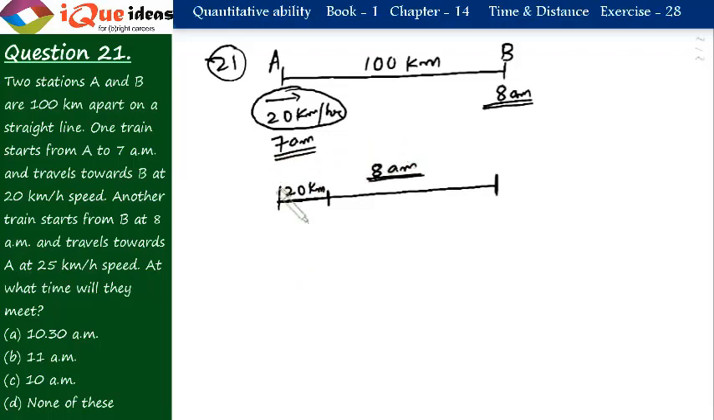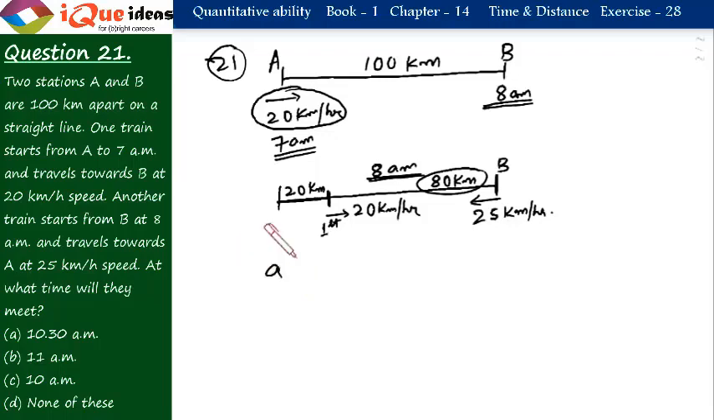So the situation at 8 a.m. will look like this. The first train has already traveled 20 kilometers. So the first train is here. This is the first train and it's moving at a speed of 20 kilometers per hour. And at 8 a.m. there is another train from B which starts at a speed of 25 kilometers per hour. Alright. Now the remaining distance between them at 8 a.m. is 100, the original distance, minus 20 already traveled, so it is 80 kilometers. Please be careful for this situation. So now the distance is only 80 kilometers.